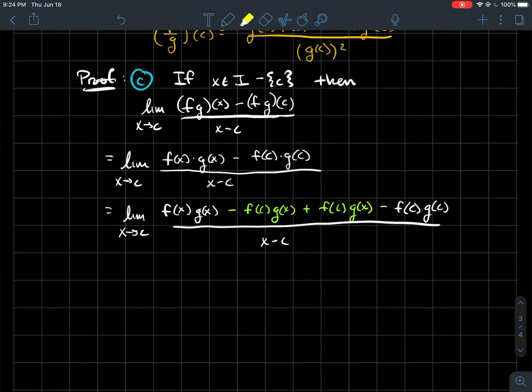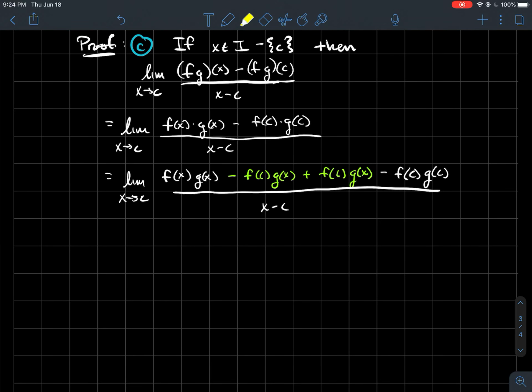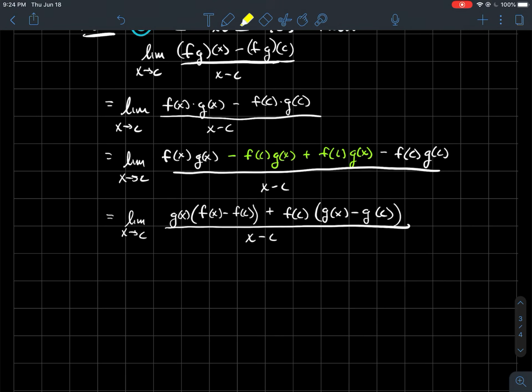And what I'm going to add and subtract is in green here. It's the quantity f of c times g of x. So I'm going to add it and subtract it here. And the reason I'm going to do that is because now I'm going to group these together. And I see that a g of x can come out of those. And I'm going to group these two, and I see that an f of c can come out of those. And that's the next line. So I pulled g of x out of these, and what would you have left?